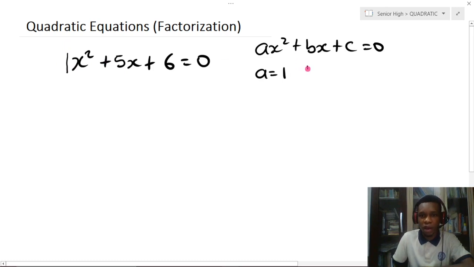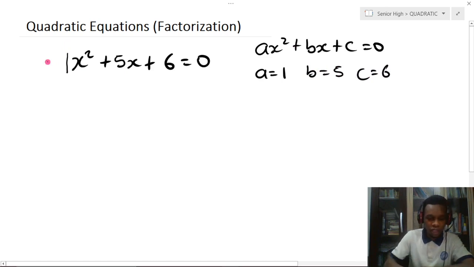So our b here is what? A 5. And our c here is what? A 6, right? So let's solve the question. Now I don't need to put this one here, I'll take it out. Now solving the question in the factorization method, first of all, what should we do? We look for the value that when we add it, we get 5x.